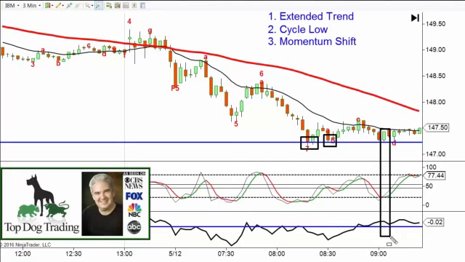Look where momentum is now. It's way up there. That's your momentum shift. So way different than it was here or here. So I want to wait for that. Momentum, by the way, will often lead price. It is a potential leading indicator.